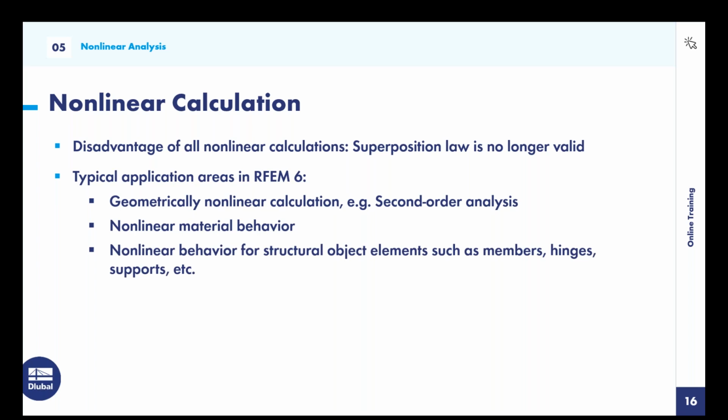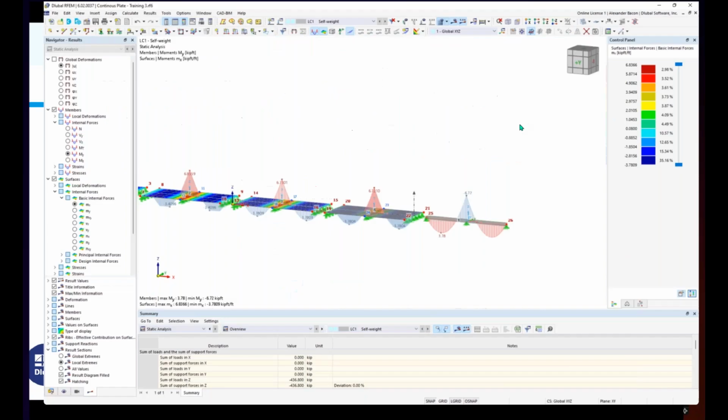And then we also have nonlinear behaviors for structural objects like members, hinges, and supports, for example. I'll be showing examples of all three of these areas in RFEM 6 after this. Also, keep in mind that these types of calculations increase accuracy, so this is an advantage, but another disadvantage is that the calculation time can also increase when it comes to adding nonlinearities. So now let's go back to RFEM and go through some examples.